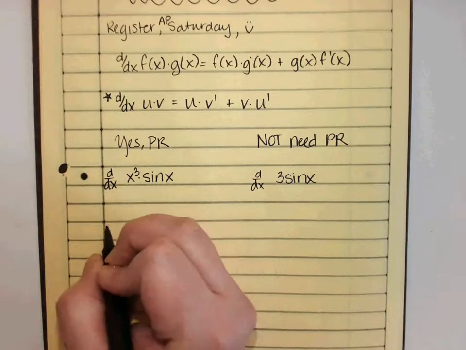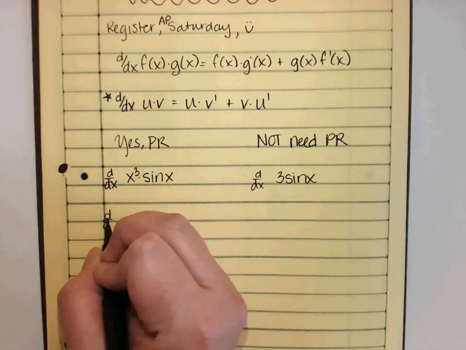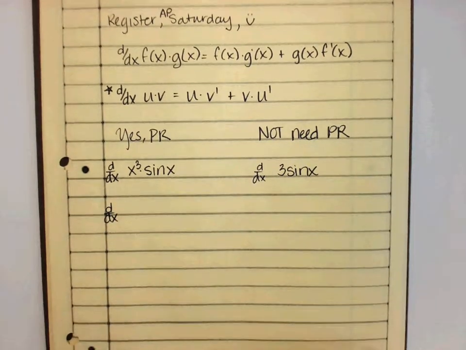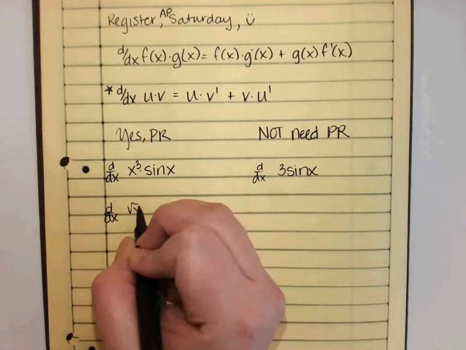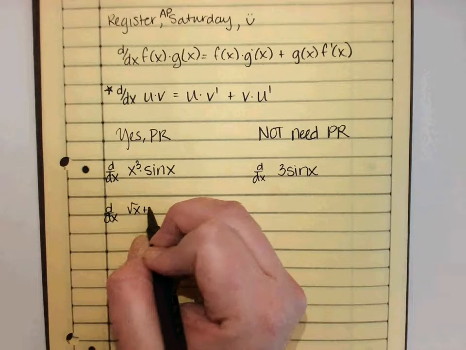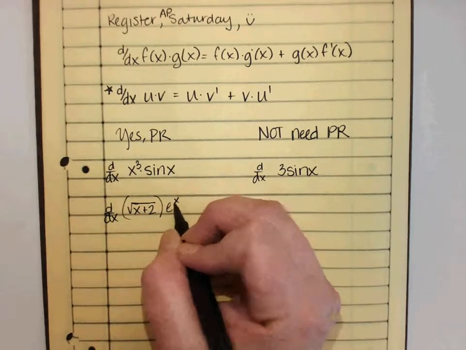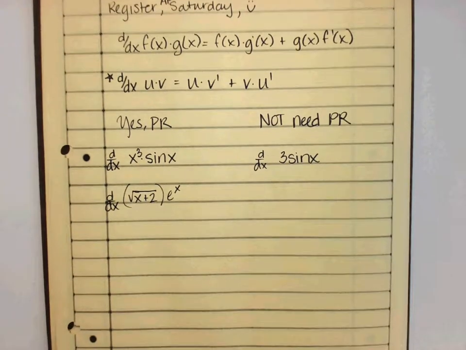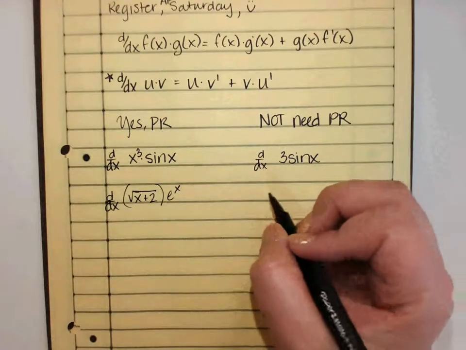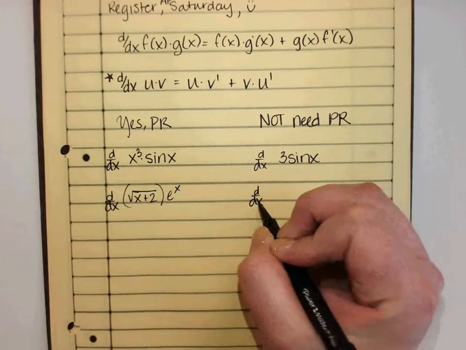Okay, one more example like that, d dx. Okay, if you had the square root of x plus 2 times, we'll say, e to the x. Okay, you need product rule for that. One of them's a square root function, one of them's an exponential function, they're multiplied together, that means it's a product, you're doing product rule. Okay, you would not need it for this guy.